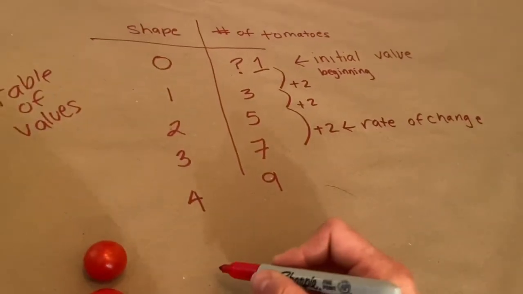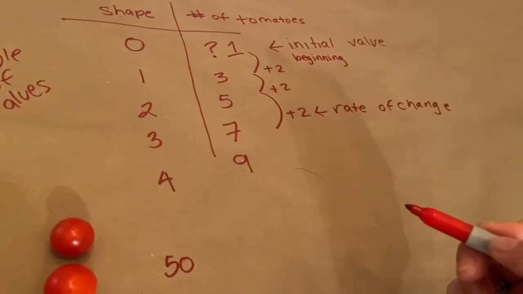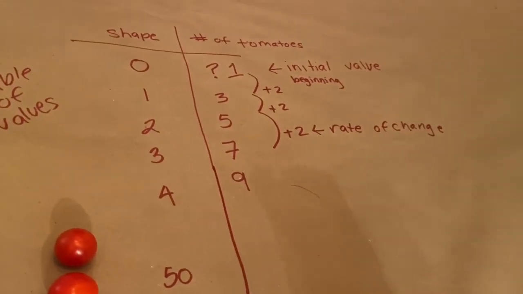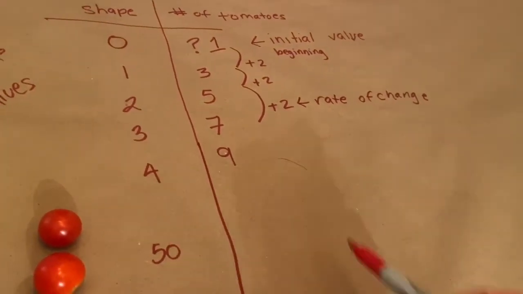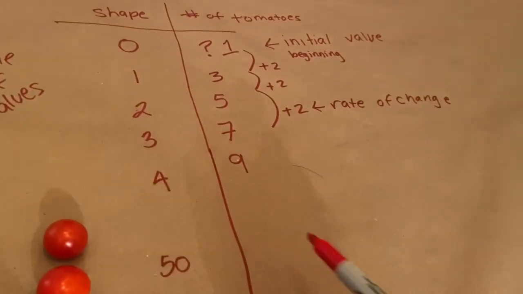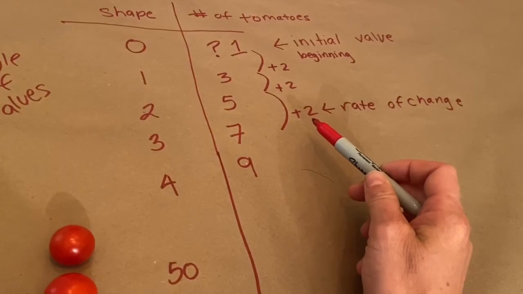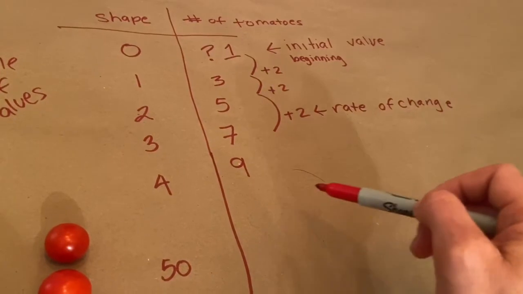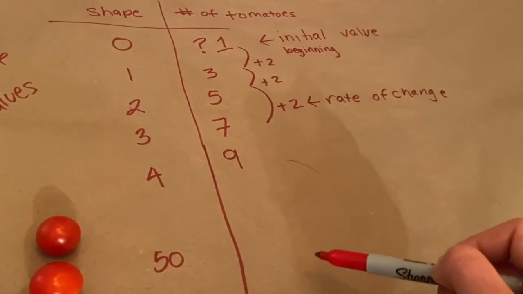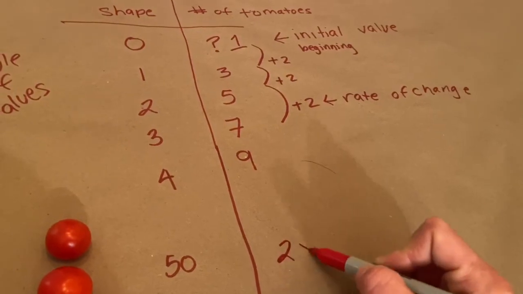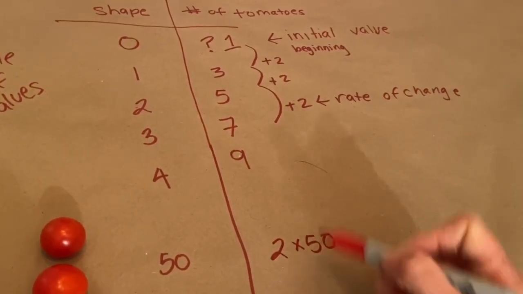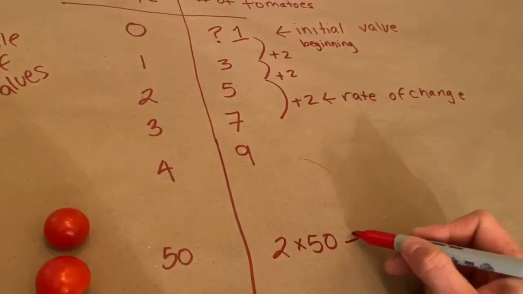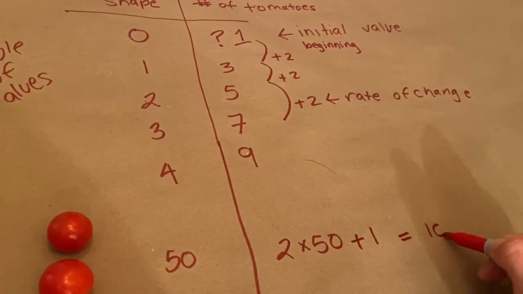And today's question was, if I wanted shape 50, how many tomatoes would there be? Now, what you need to remember, and again, this part might be hard for some of you, is you keep jumping by 2, 1, 2, 3, 4, 5, 6, 7, 8, all the way up to 50. So you jump 2, 50 times. You keep jumping by 2s, but at the beginning, you started with 1. So my answer should be 101.